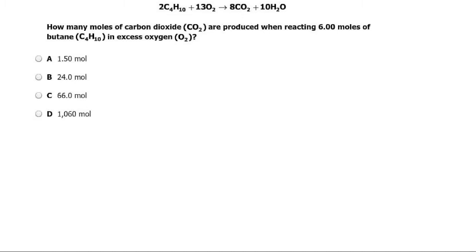This next one asks, how many moles of carbon dioxide are produced when reacting 6 moles of butane and excess oxygen? Finally, we have a stoichiometry problem. Remember that stoichiometry is where you have something that you're starting off with, an amount of one thing. So we have moles of butane, which is C4H10. That's the stuff found in lighters.